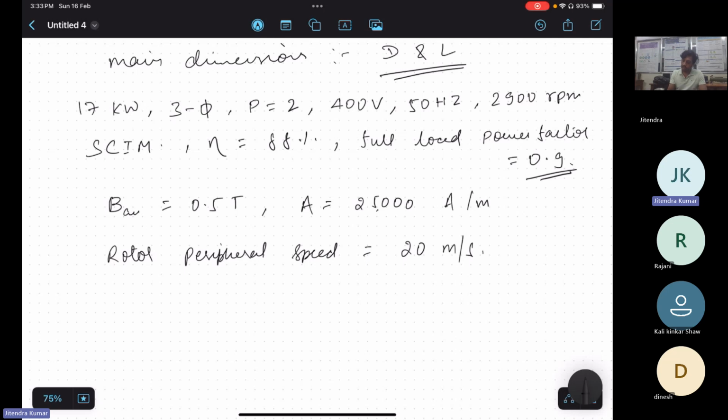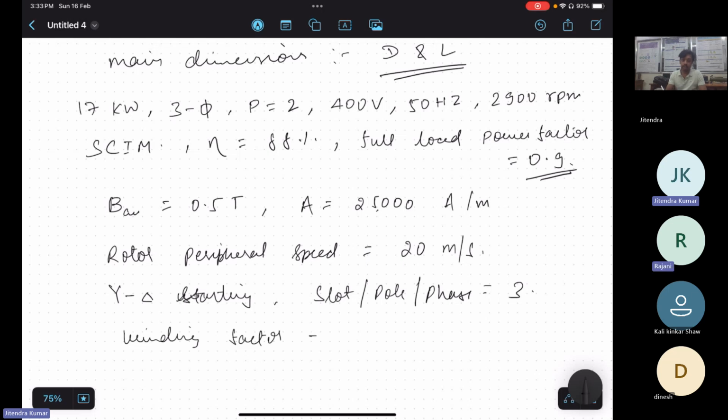And it is using a star delta winding, star delta starting, and no ventilating ducts are required for this. And slot per pole per phase, SPP, is 3. Winding factor is also given as 0.955. Winding factor is nothing but the multiplication of pitch factor and distribution factor.